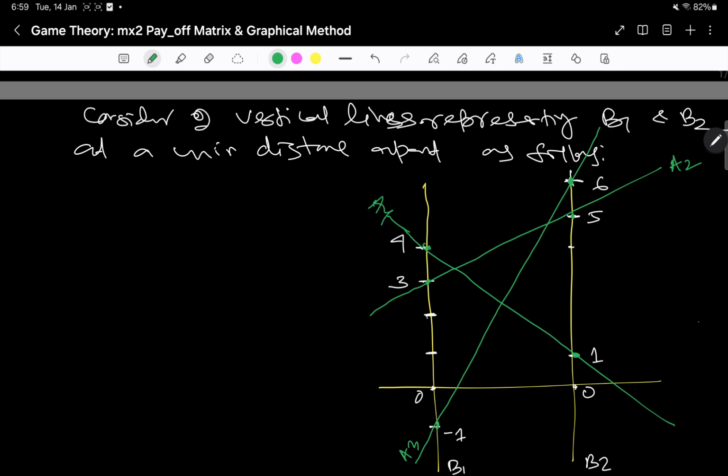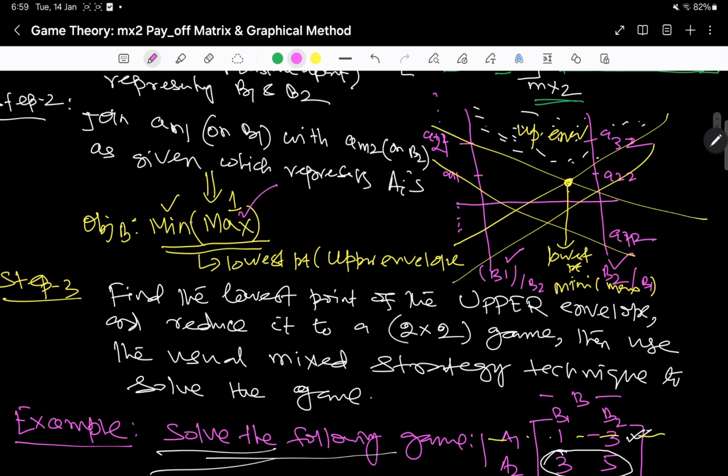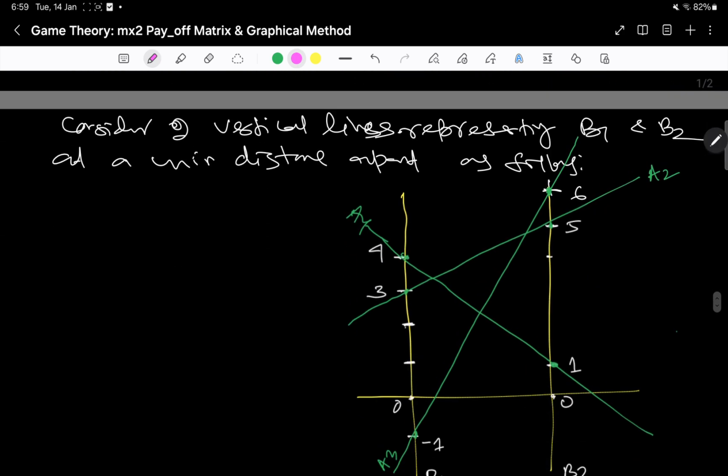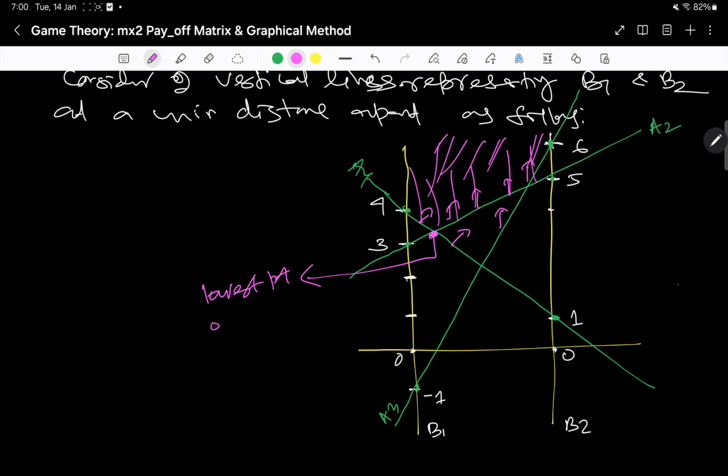Now we see the upper envelope, because the objective of V is the minimum point of the upper envelope. The upper is this. So common to all, this is my upper envelope. And what is the lowest point? This point is the lowest point of the upper envelope, right?